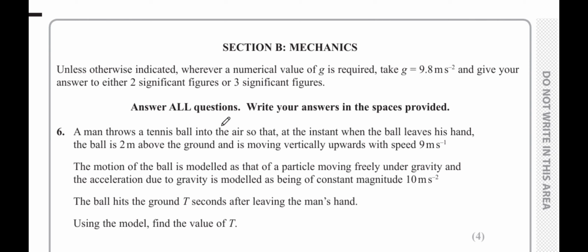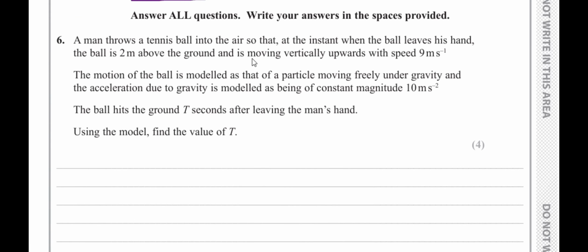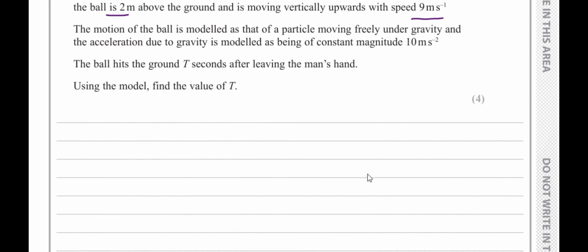So we are coming to section mechanics. Unless otherwise indicated, wherever a numerical value of g is required, take g is equal to 9.8 meters per second square and give your answer to 2 significant figures or 3 significant figures. Okay, 6. A man throws a tennis ball into the air so that at the instant when the ball leaves his hand, the ball is 2 meters above the ground and is moving vertically upwards with a speed 9 meters per second. So the best thing is to write as you read, because otherwise we might forget some important information.